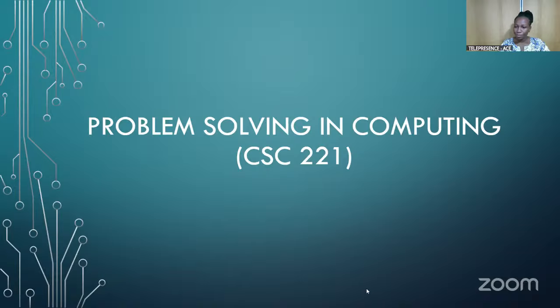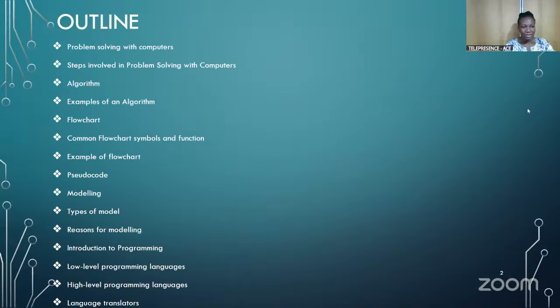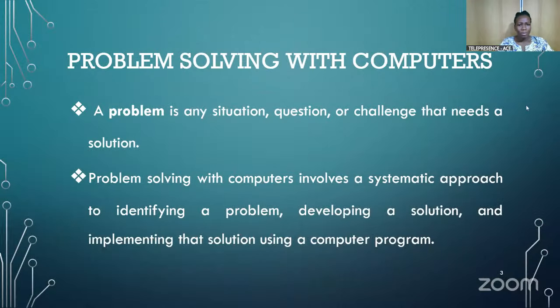All right, so this is the outline. When we are talking about a problem, it is any situation or any question or challenge that needs a solution. Now you might be given a task to solve. That is a problem you are being given to solve. Now, when you want to solve a problem with computers, you need a systematic approach to be able to identify the problem so that you'll be able to develop a suitable solution for it.